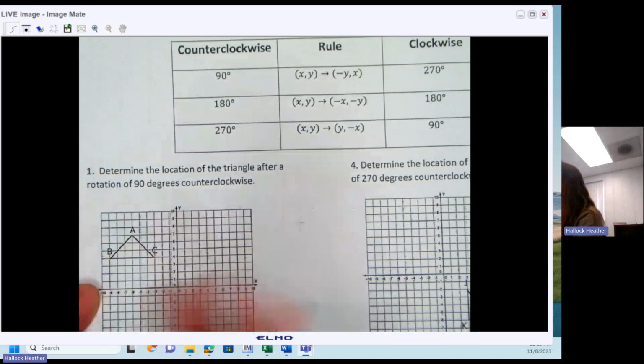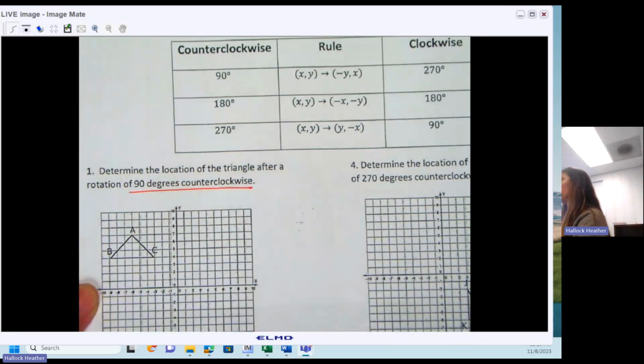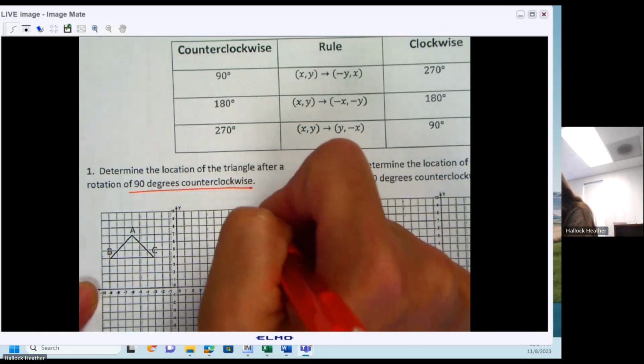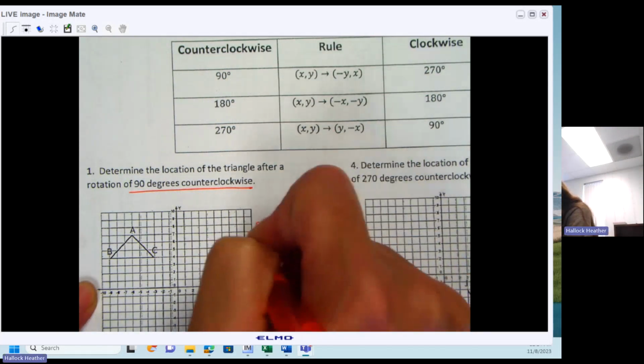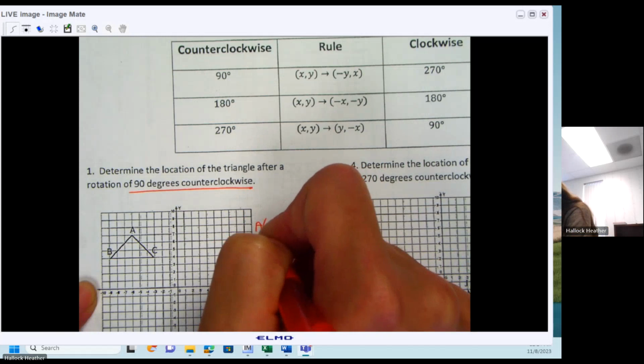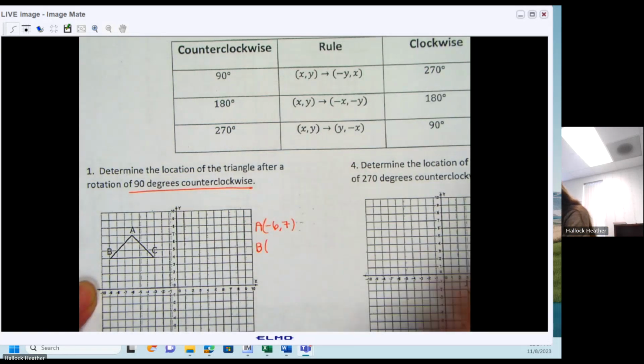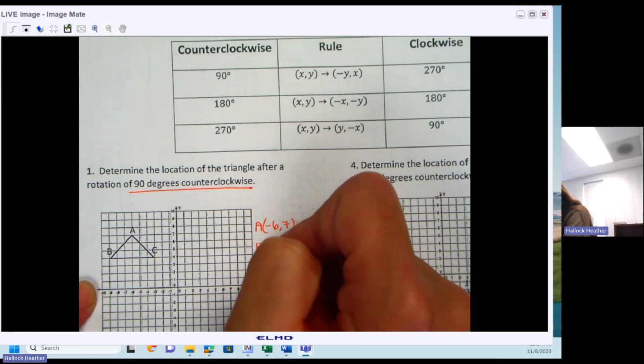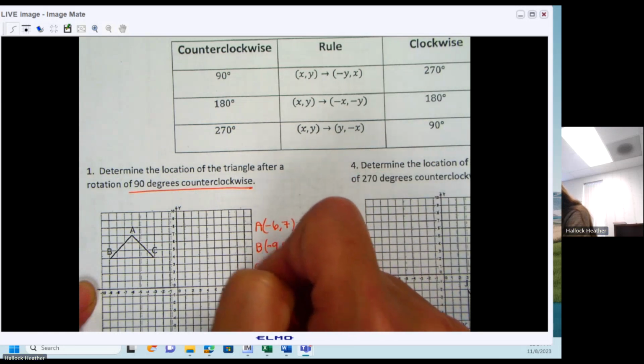So what we're going to do is we are going to start by writing out the coordinate points, and then we're going to use the rule to change it. So can anybody tell me a coordinate point for A? -6, 7. What about B? 4, good. And then C?